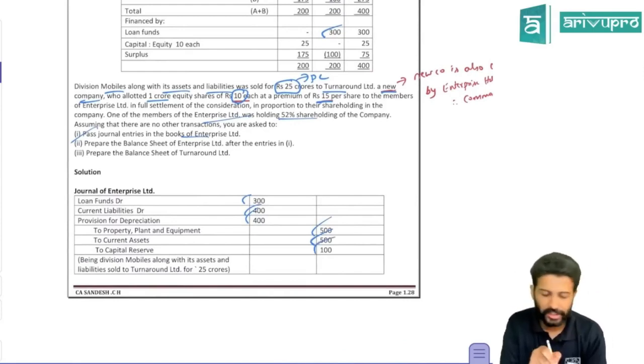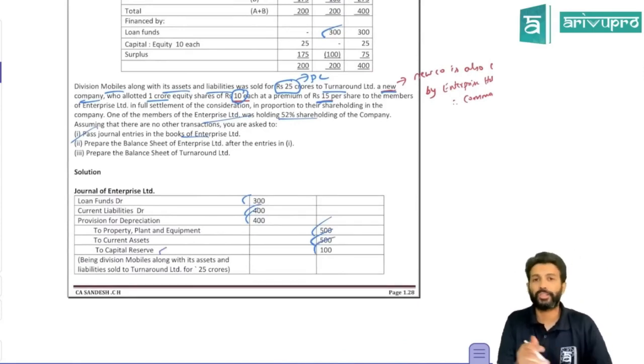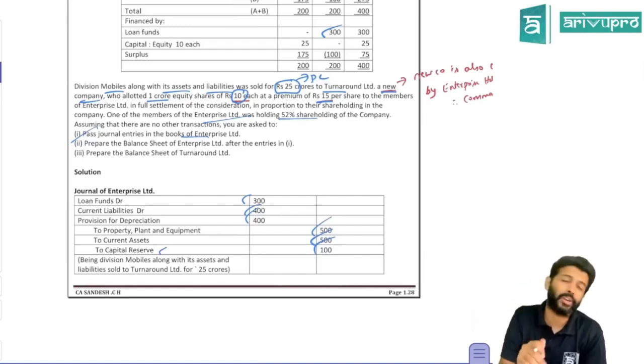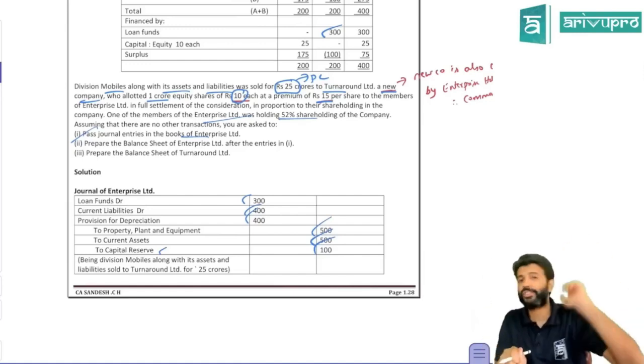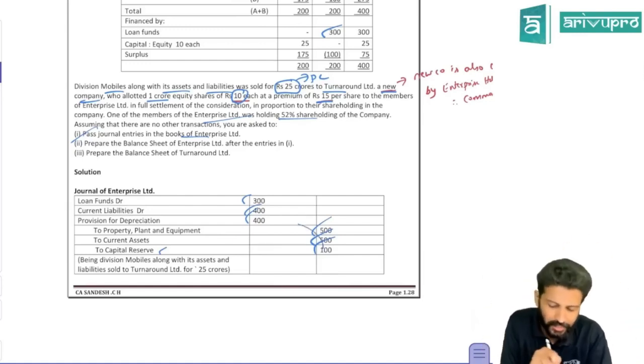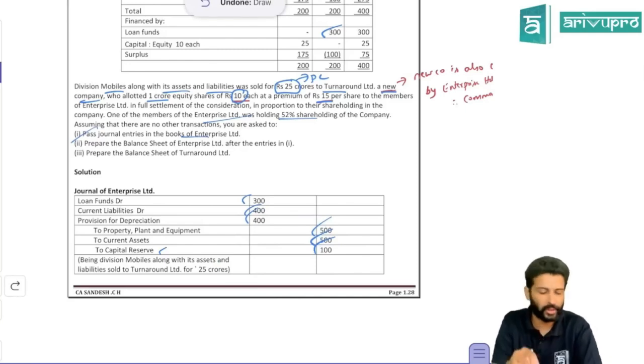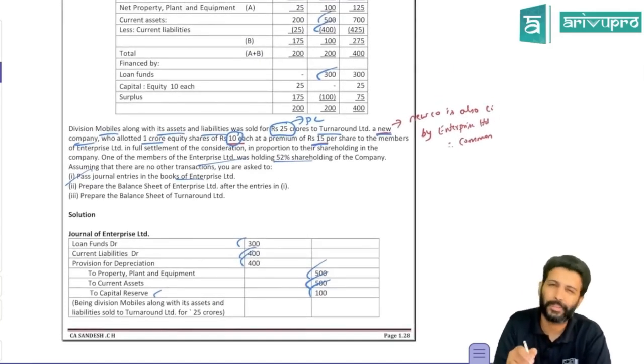In a common control transaction, you should not take anything to P&L, because the earnings should not change. Due to this common control transaction, your distributable earnings, as in your P&L, should not change. That's the reason the balancing figure is put under capital reserve. Okay, this is the journal entry for Enterprise Limited.